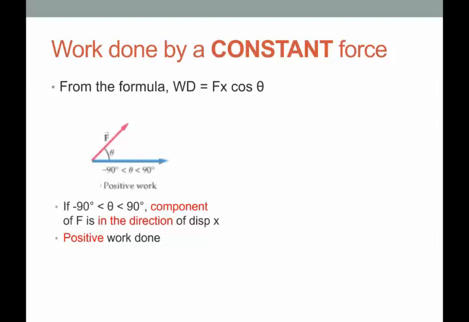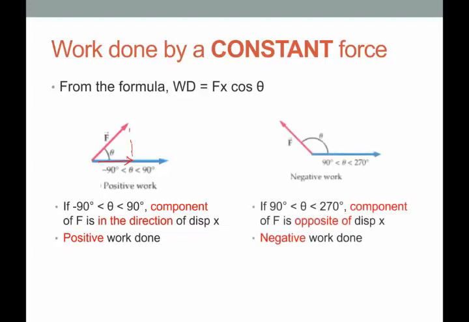If the angle between the force and the displacement vector is less than 90 degrees, the component of the force is in the direction of the displacement x. So that is positive work done. If the angle is greater than 90 degrees but less than 270 degrees, then resolving the component of F will result in a component being opposite to that of the displacement x. This will be a negative work done.